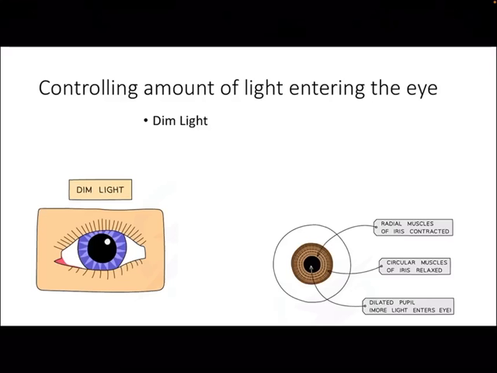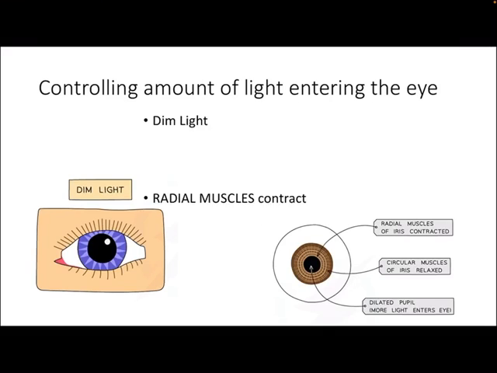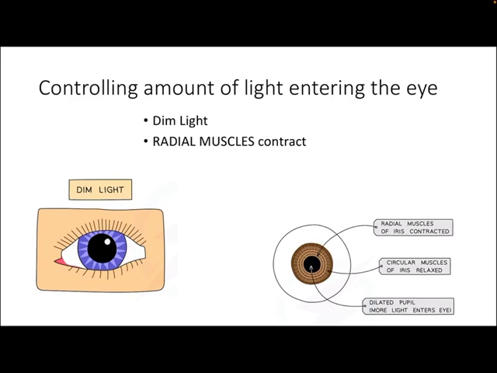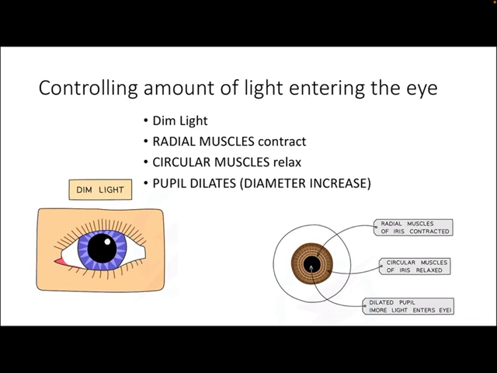Controlling the amount of light that enters the eye is under the control of the iris. In dim light, the key things that will happen: the radial muscles will contract. They are the long muscles radiating out in the iris. The circular muscles relax. This causes the pupil to dilate, or the diameter of the pupil to increase, and that allows more light to enter the eye.